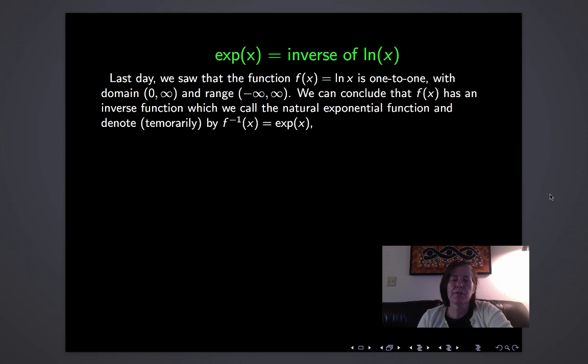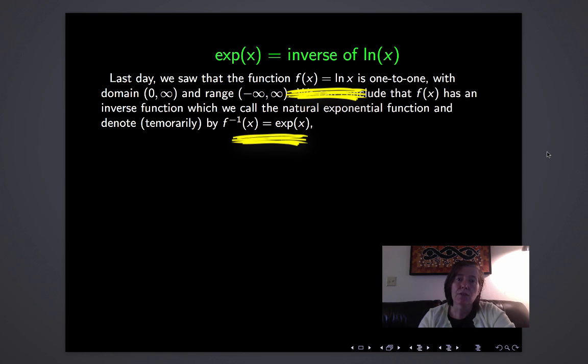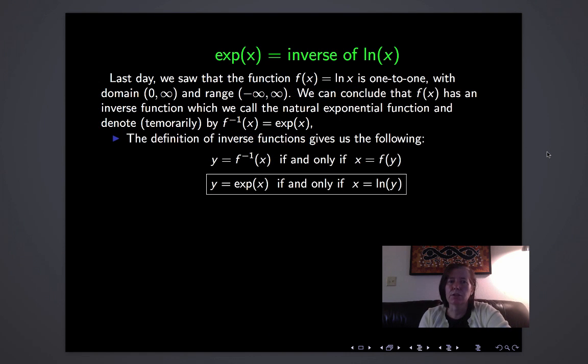Last day we saw that the function f of x equals the natural log of x is actually a one-to-one function, and the domain is from 0 to infinity and the range is from minus infinity to infinity. We can conclude that this function has an inverse function, and we're going to give that inverse function a name. Before we give an explicit formula for it, we're going to call it the natural exponential function, and we're going to denote it by exp x, where exp is for exponential.